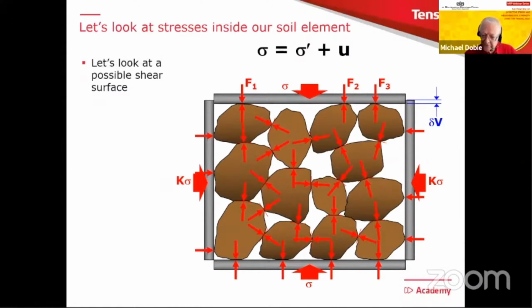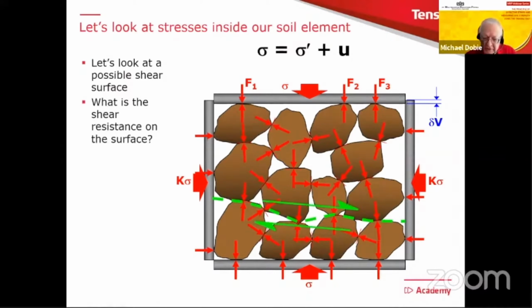Now, having got that situation with the stress applied, let's look at this shear surface just through there, the green line, and what therefore is the resistance on that surface at the moment to shear? And the answer is, it's going to be the effective stress times the friction between the soil grains. Of course, we put that into the Mohr-Coulomb formula, but in a more fundamental way, that's what it is.